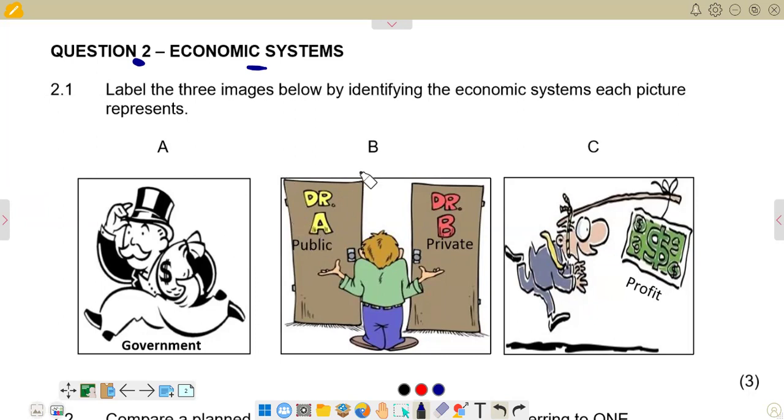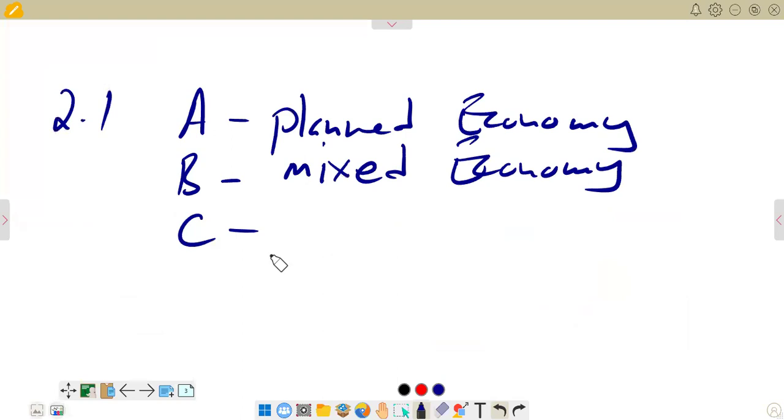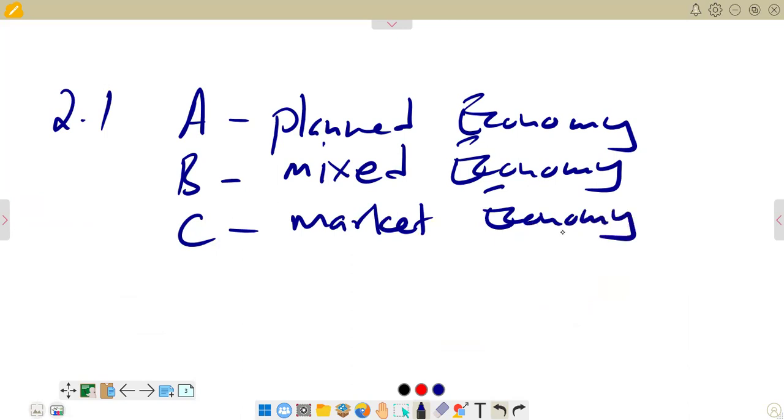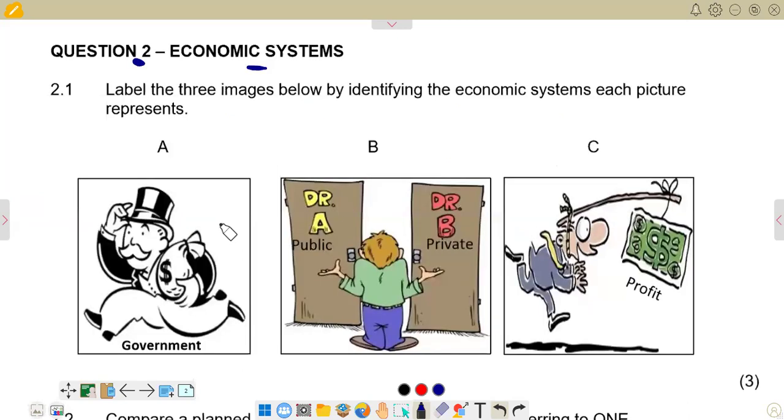So this is what we have in terms of C. On C, we are saying that it's a market economy, so we can just label it a market economy. And then we move on to the next question to see what it requires.